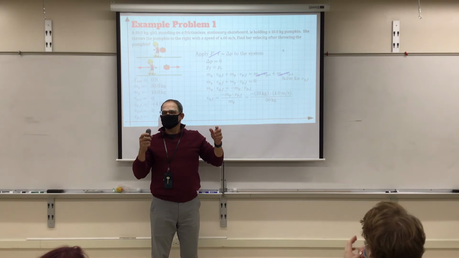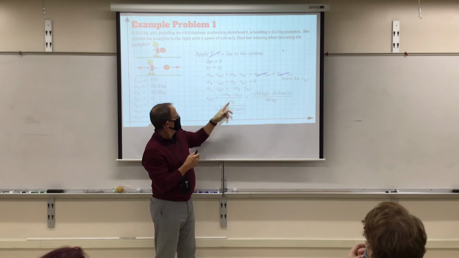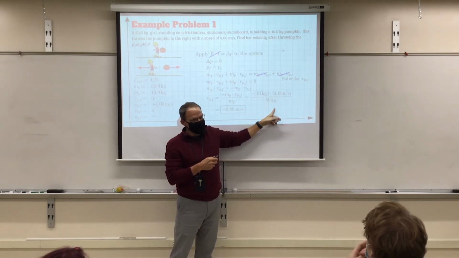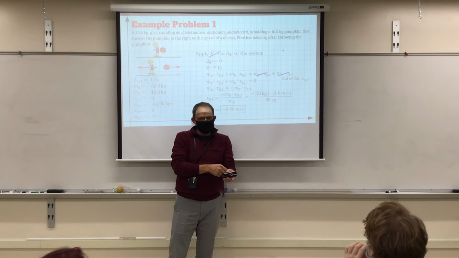Negative 0.8 meters per second. Hey, what's 10 times 4? 40. 40 divided by 50? I don't know. 80 divided by 100? 4/5?